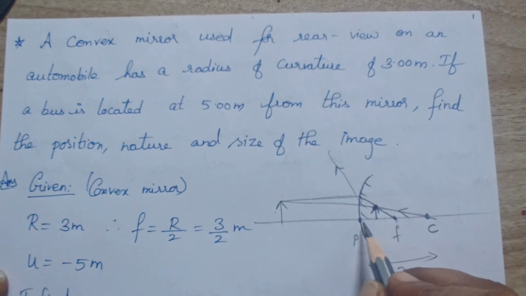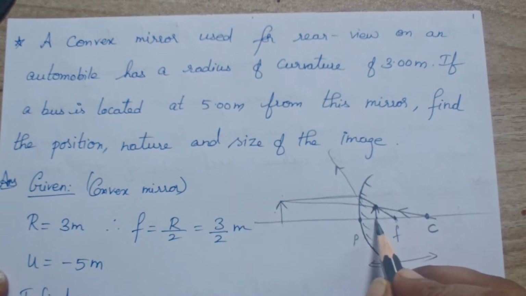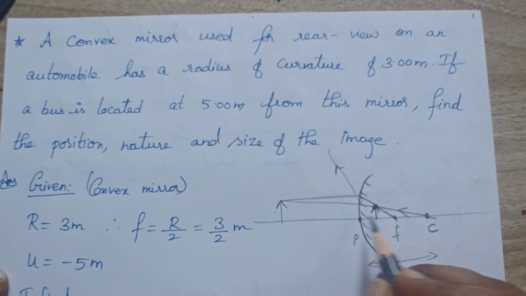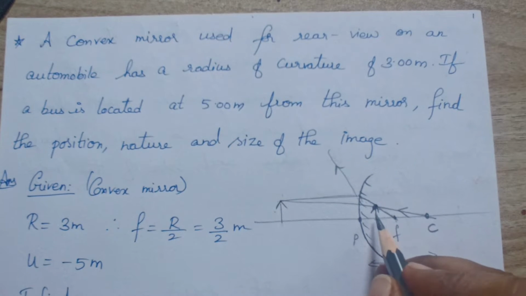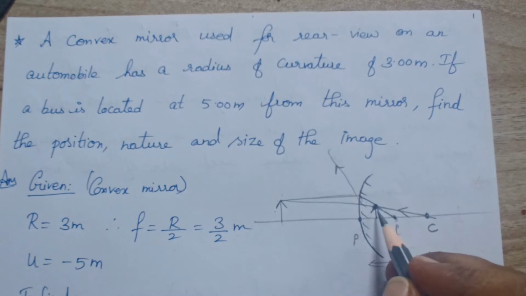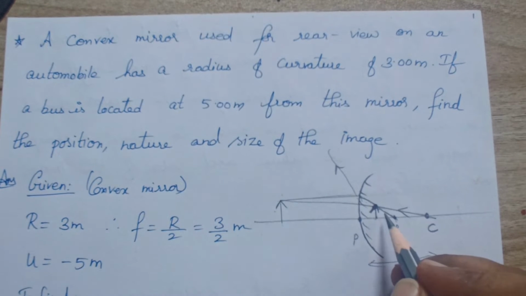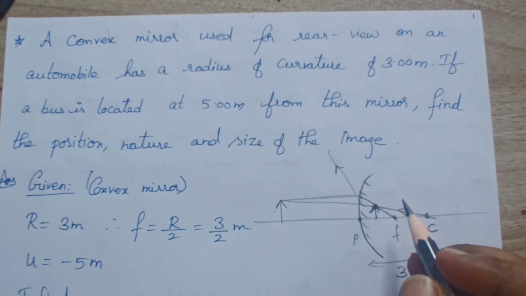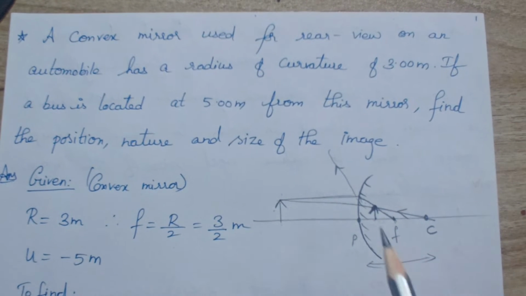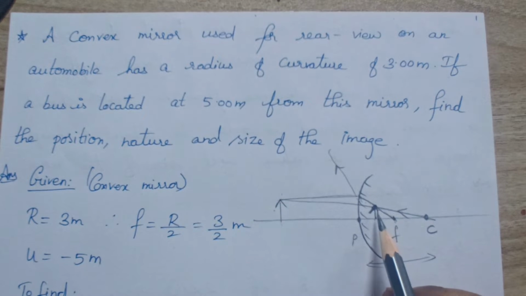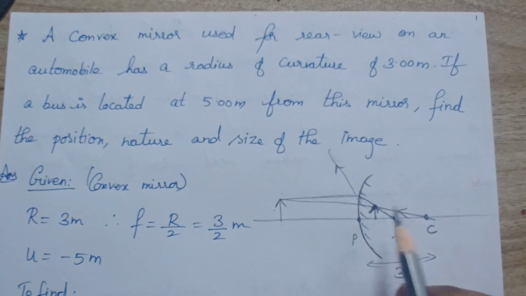So what is the position? The position is behind the mirror, which lies between pole and the focal length. What is the nature? Since it is behind, it is virtual and erect. What will be the size of the image? It is slightly diminished. So this is the rough calculation: you'll get the image behind the mirror, and it is small in size, erect and virtual in nature.